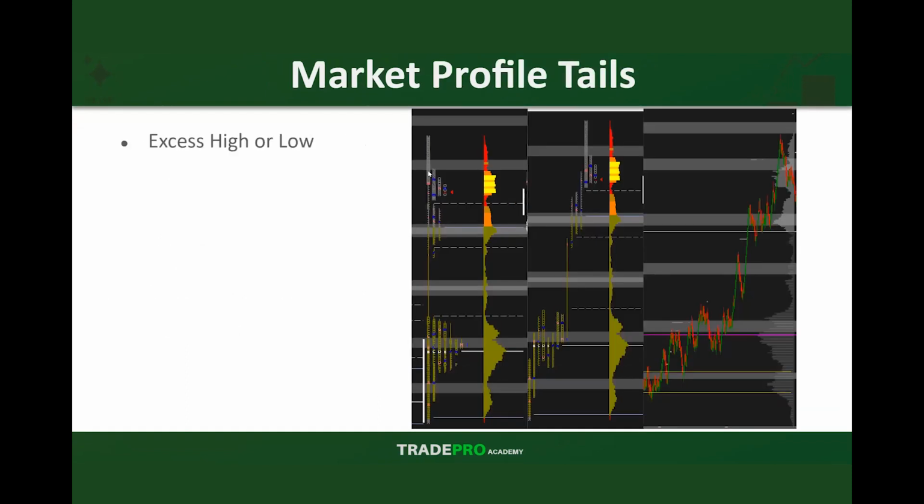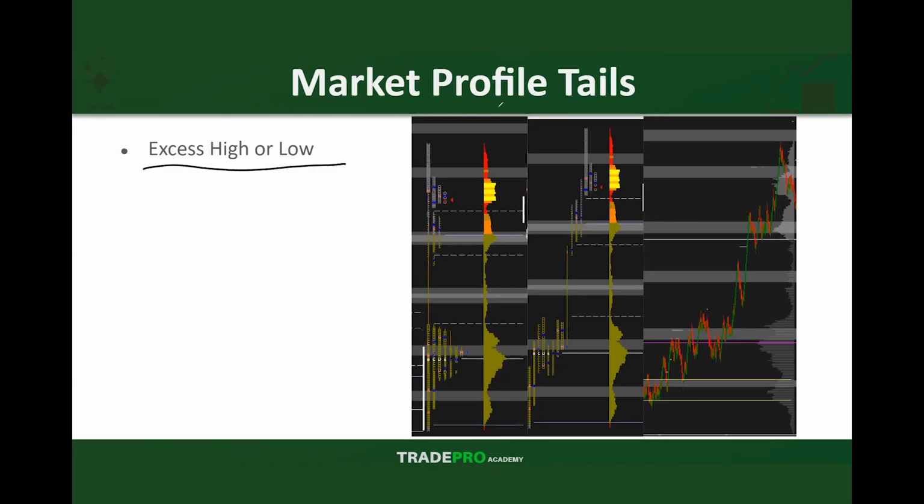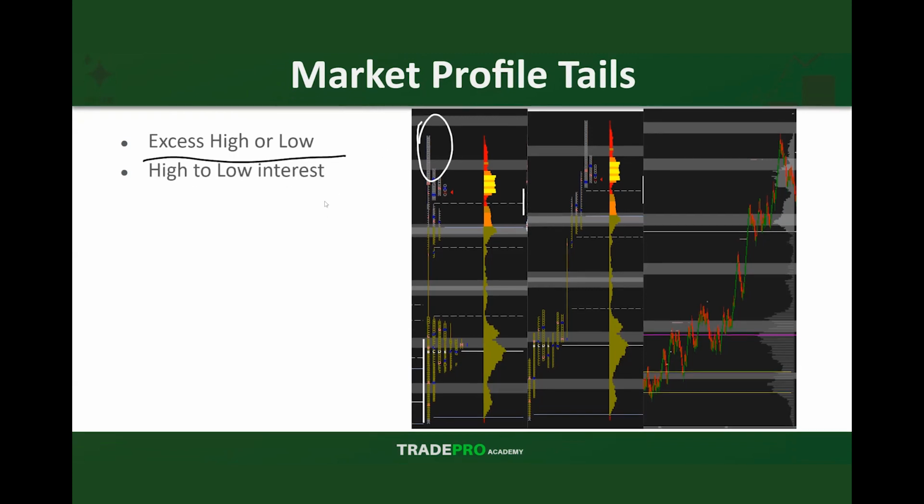Market profile tails. A market profile tail is how we identify our unfair value on a single session. It is the excess high or low. Now, a tail is when the market profile itself prints these individual printed periods on each end of the profile, so the upside or the downside. These are single printed periods, and they are areas of very low interest. Price gets from high interest to low interest, right? These are going to be deemed as unfair areas.